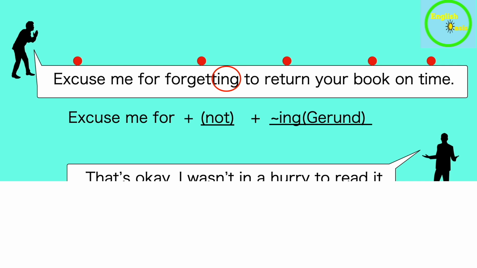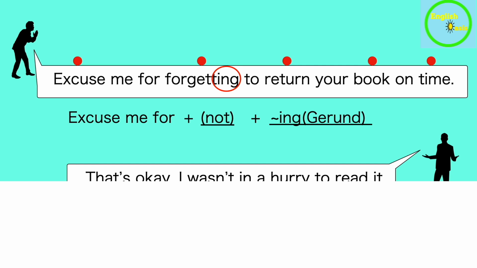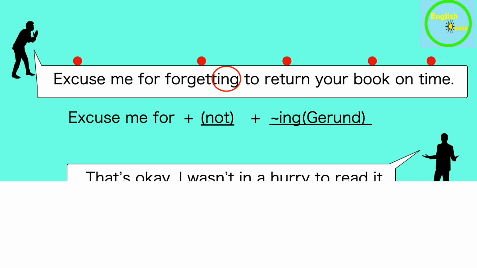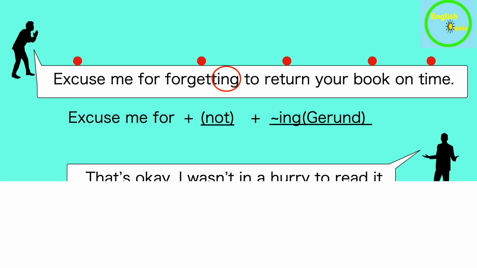Okay, then let's check the second sentence. Your coworker says, "That's okay, I wasn't in a hurry to read it." When do you use this sentence? When you make an apology or accept an apology? Good. Accept an apology. Does he blame you for your forgetting his book? No. Is he angry? Maybe no.